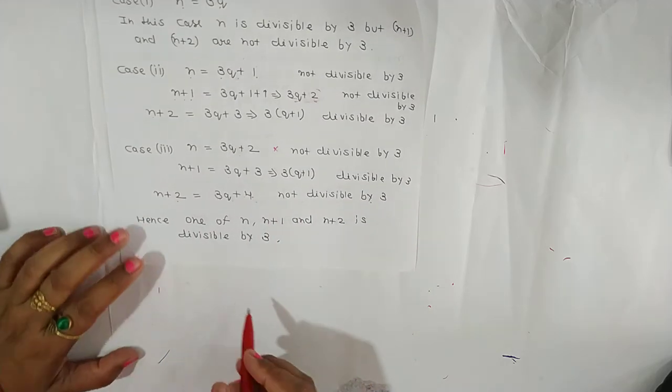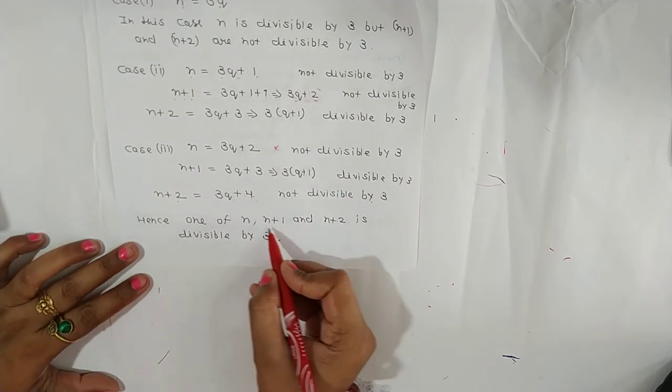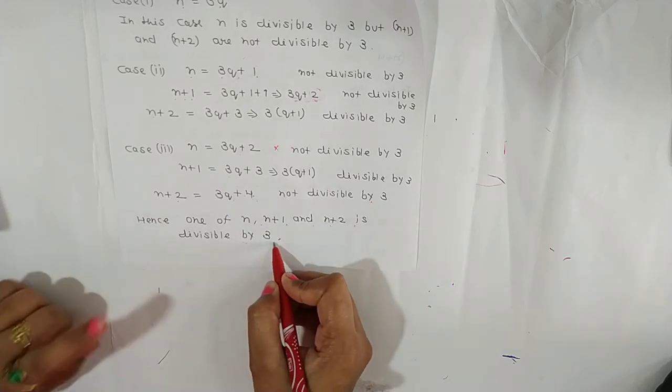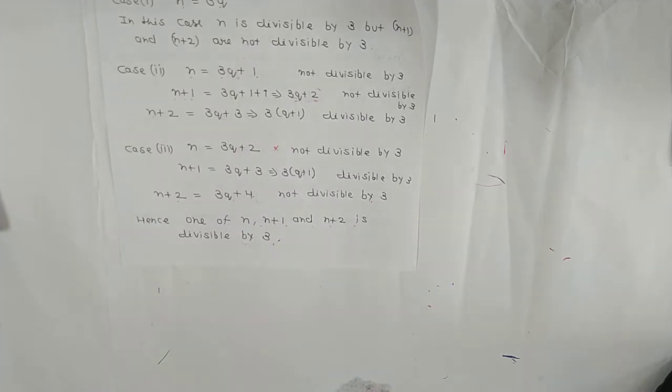So the final answer is that one of n, n plus 1, and n plus 2 is divisible by 3. It means any one condition will be true.